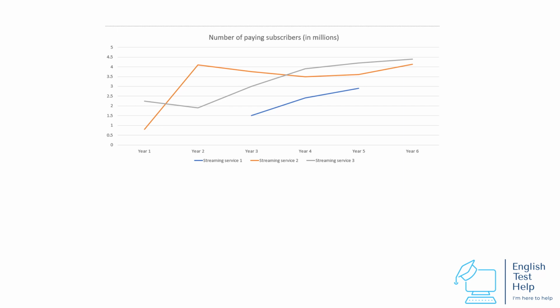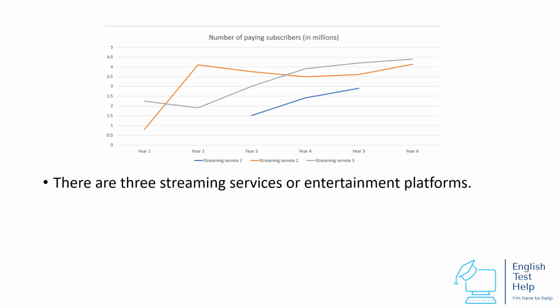Okay, I'm going to go through a couple of main ideas from what you can see. Number 1, there are 3 streaming services or entertainment platforms. Have you got Netflix in your country, or Amazon Prime or Paramount? Maybe your country has a different streaming service. Learn the vocabulary.